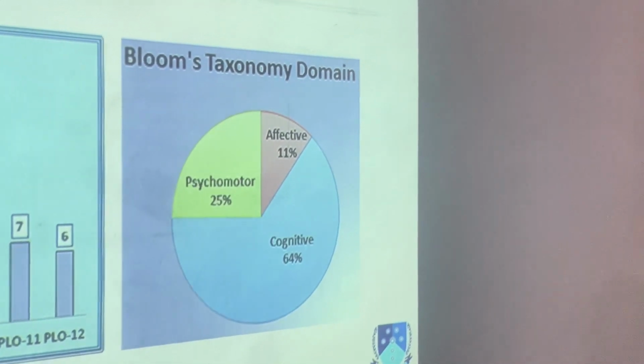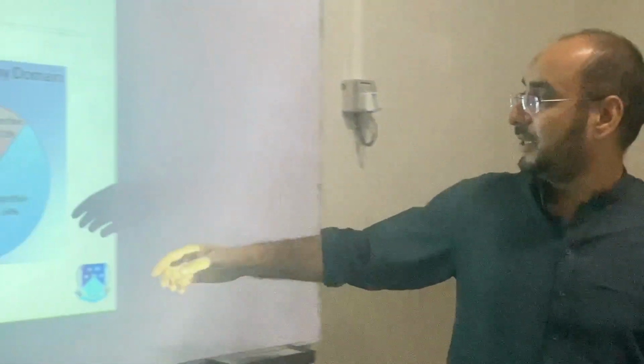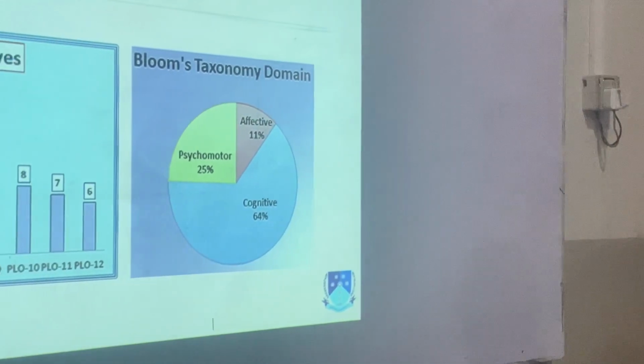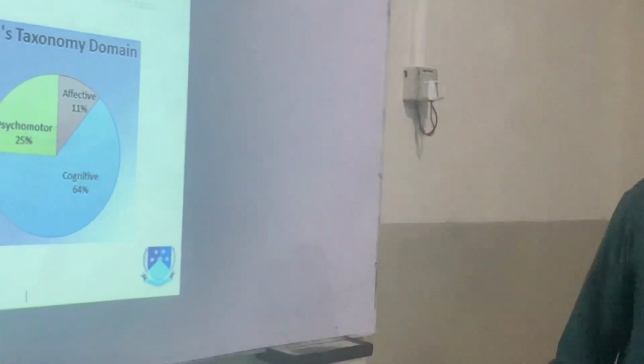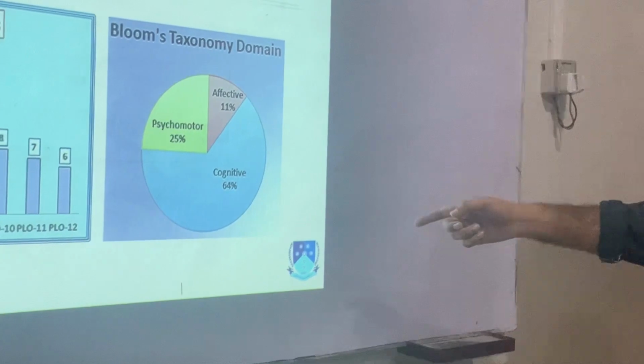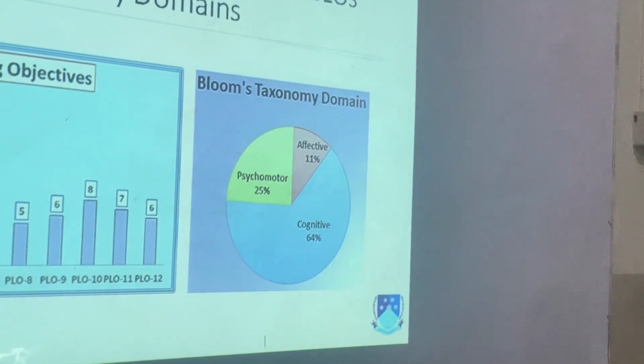Then after introducing courses like organizational behavior, entrepreneurial skills, professional ethics, and some other courses, we achieved 11% of the affective domain. And the cognitive domain is 64%. You already know that the labs, the courses in which hands-on work is involved, are called the psychomotor domain.